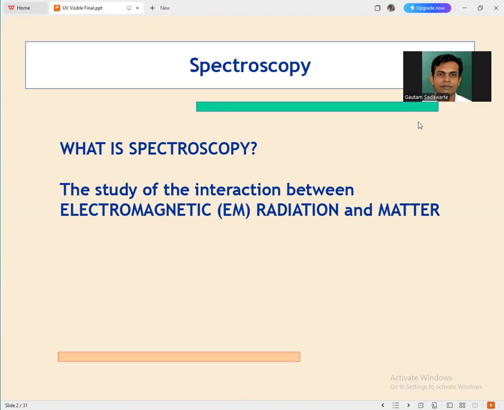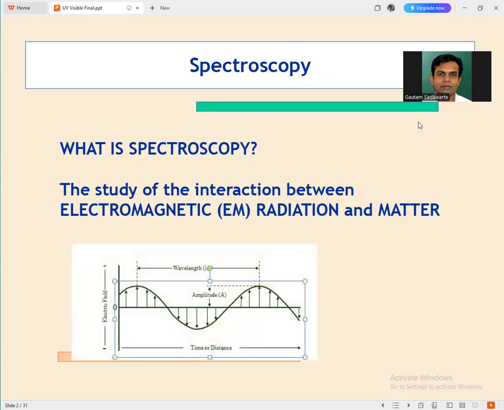When electromagnetic radiation falls on that matter, some interaction takes place with that matter. And that interaction is studied in spectroscopy. So spectroscopy is of 2 types basically. One is absorption spectroscopy and the second one is emission spectroscopy. Now all of you know very well light is made up of various types of radiations. And in that, some portion of light is the electromagnetic radiation.